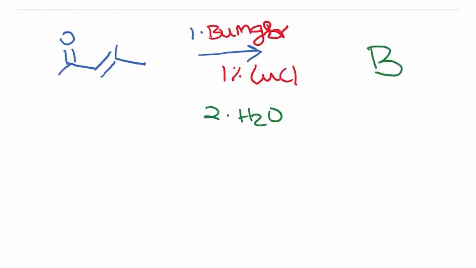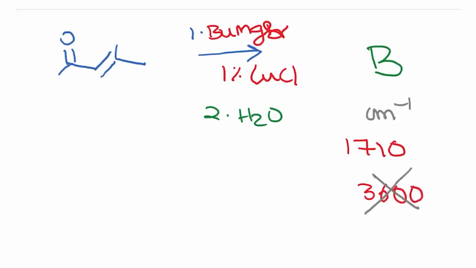Now let's look at the characteristic signals of product B. Here again I see a signal at 1710, and 3600 is basically gone. And just to be clear, the C double bond C weak signal is also absent. Based on this observation, keep in mind we'll get to this later, the only difference in conditions is the addition of 1% CuCl.